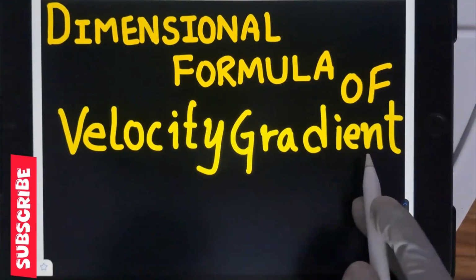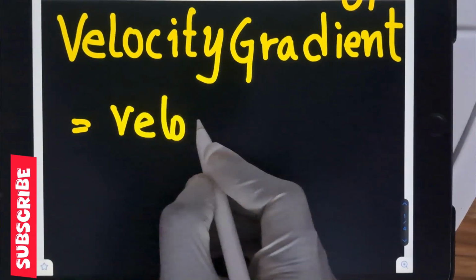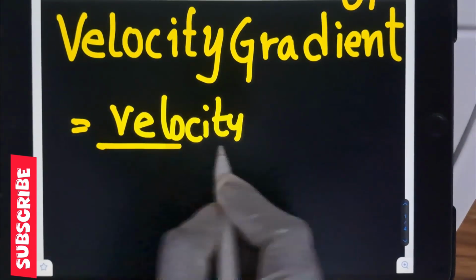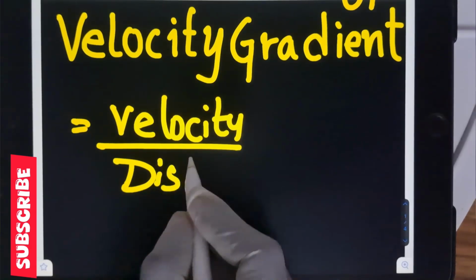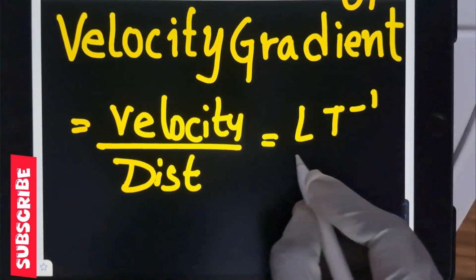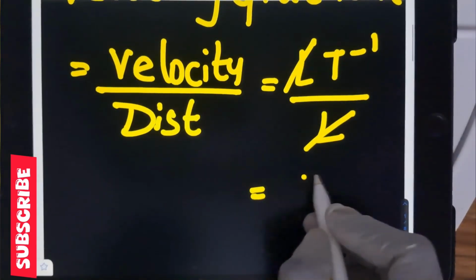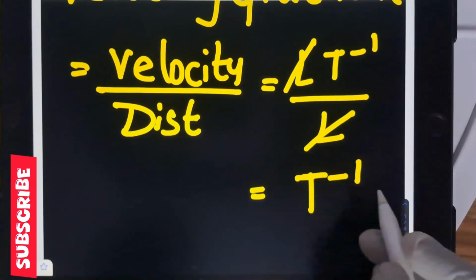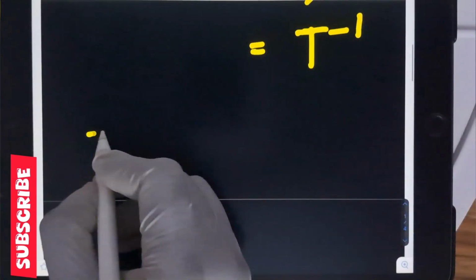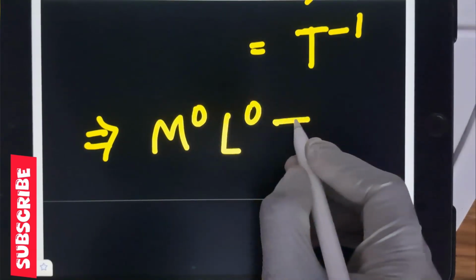To find the dimensional formula of velocity gradient. Here, velocity gradient is equal to velocity by distance. So we have to know the dimensional formula of the velocity, and it is L t power minus 1, divided by length or distance L. L cancels, and it is t power minus 1 or t inverse. The velocity gradient dimensional formula is M power 0 L power 0 t power minus 1.